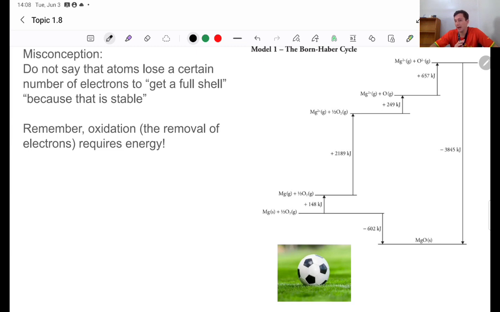Now, sure, after oxidation, which requires energy, and the reduction of something else, which may require or release a little bit of energy, then there can be the ionic bond formation, which releases a lot of energy and can explain the favorability of the overall process. But it's not just that these atoms are, quote unquote, seeking to lose electrons.